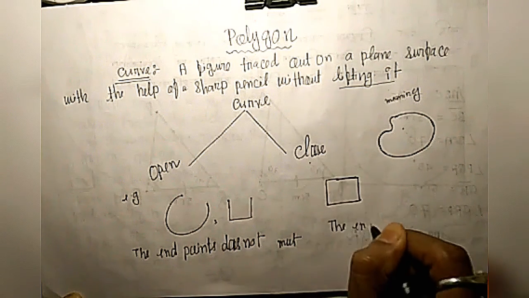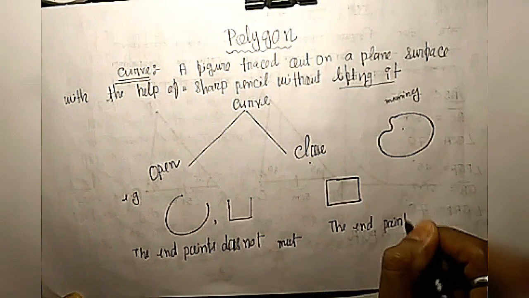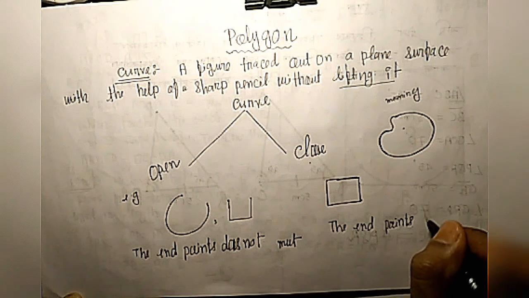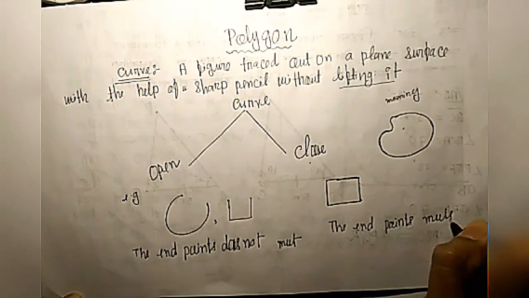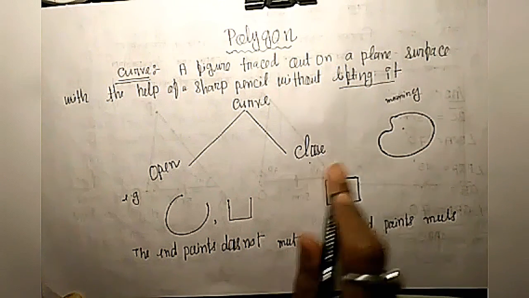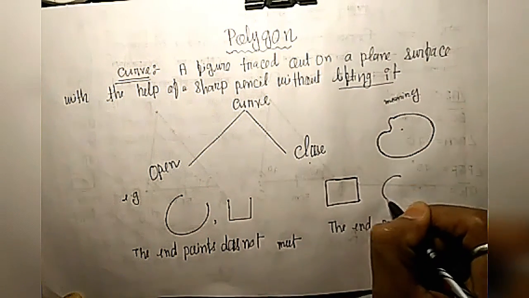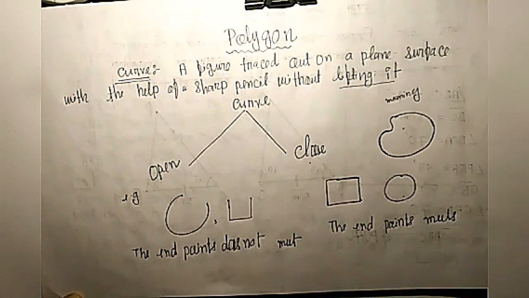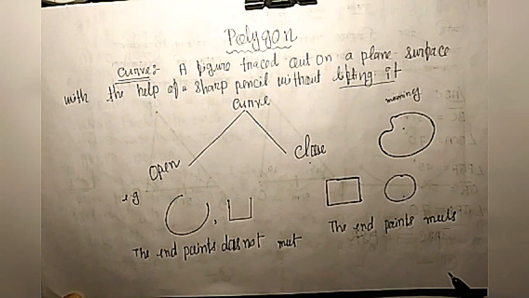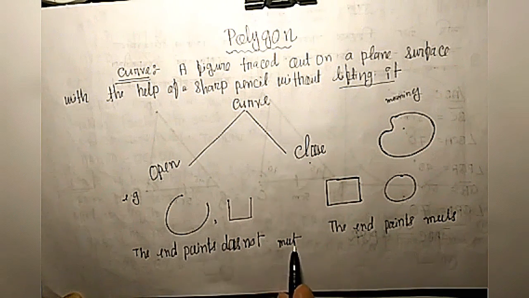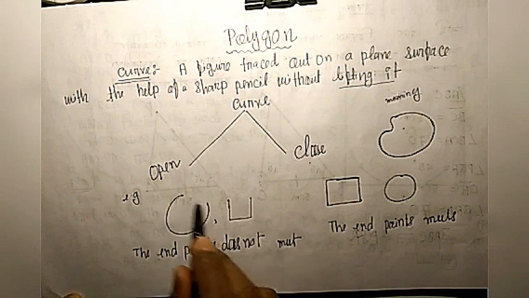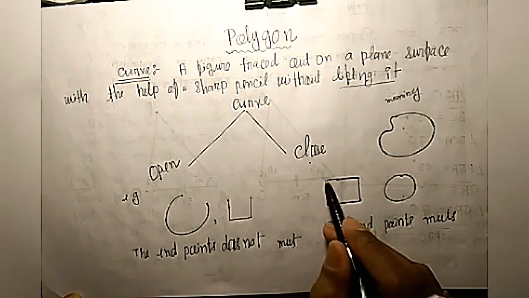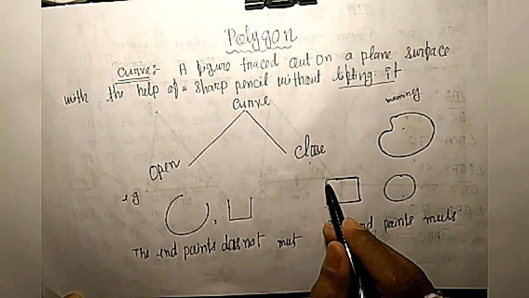So this is a closed figure. We have seen that both the ends meet. This is a closed figure. One more example: a circle is also considered a closed figure because both the ends meet. So this is an example of a closed curve. In an open curve, both the ends do not meet. This is the key point. And in a closed figure, both the ends meet.